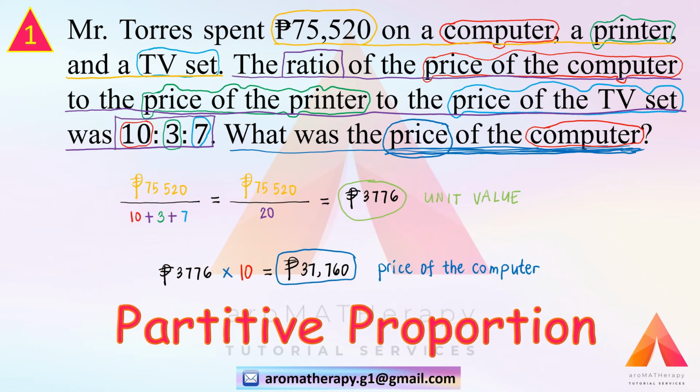This is an example of a partitive proportion. As you may notice, there is a partition happening. Like 3, 7, and 10: 3 for the price of the printer, 10 for the price of the computer, and 7 for the price of the TV set.